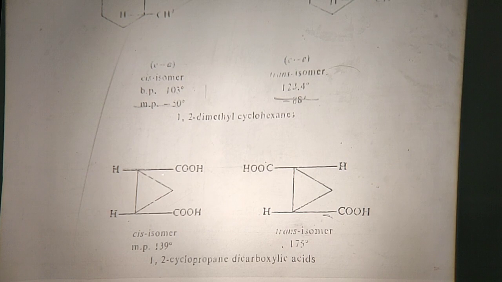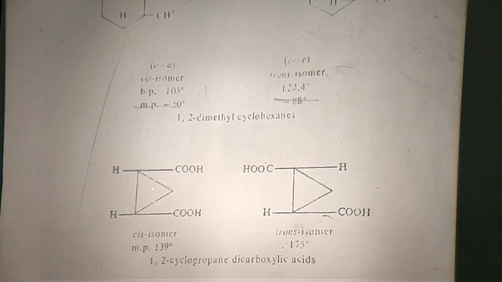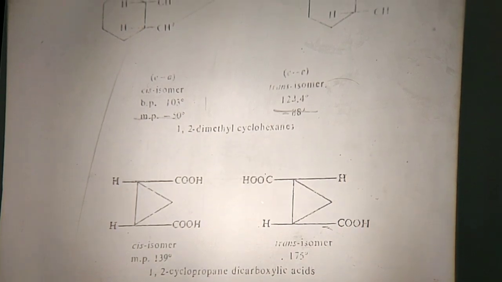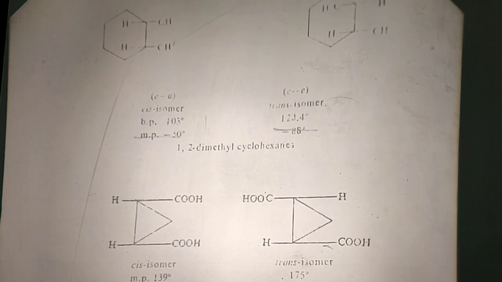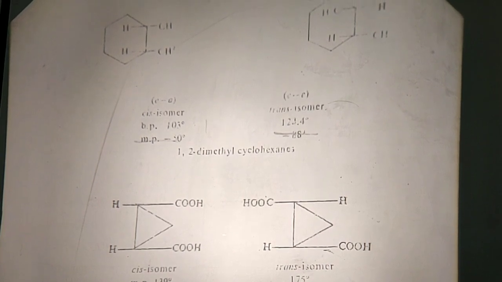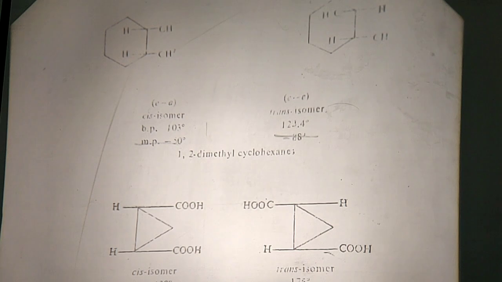Now this is a cyclic compound: cyclopropane, cyclohexane, and again this is also a cyclic compound. So not only in the straight chain but in the cyclic form, isomerism also exists.